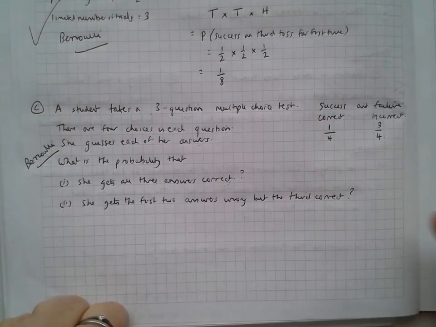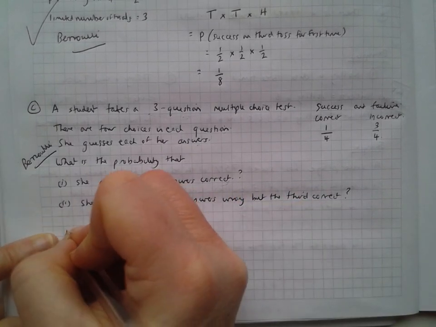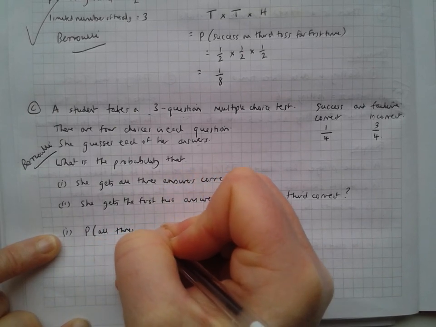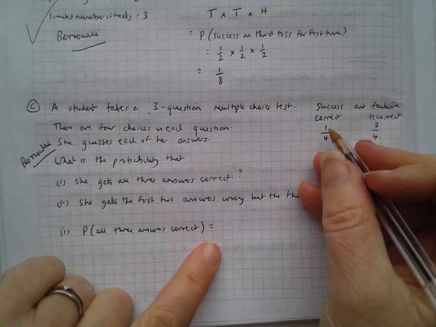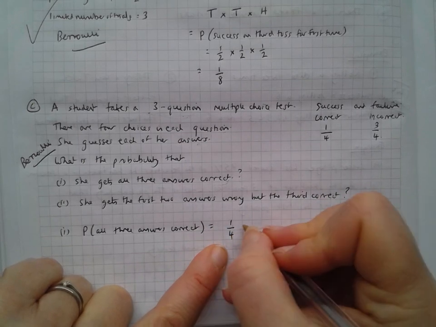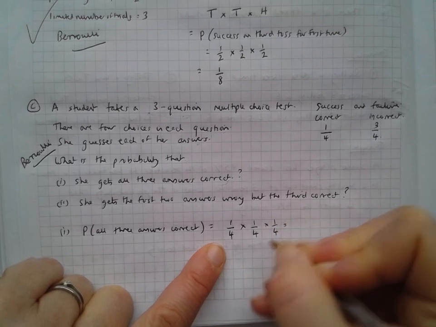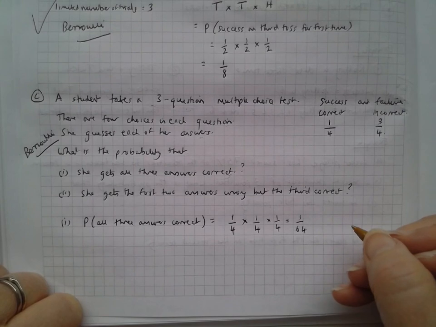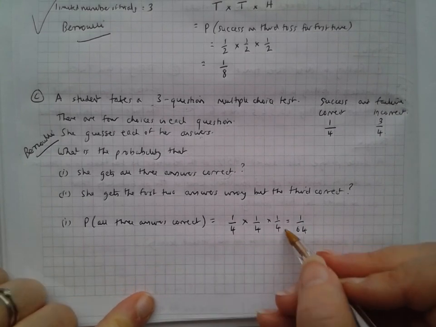Okay. So what's the probability that she gets all 3 answers correct? So part 1, all 3 answers correct. That is going to be success, isn't it? So correct is success. So she's going to get the first answer correct, which is 1/4, the second answer correct, and the third answer correct. So it's 1/4 by 1/4 by 1/4, which is 1 out of 64.